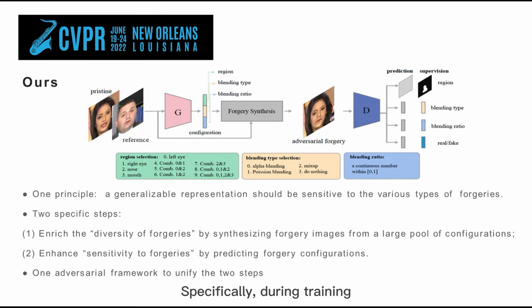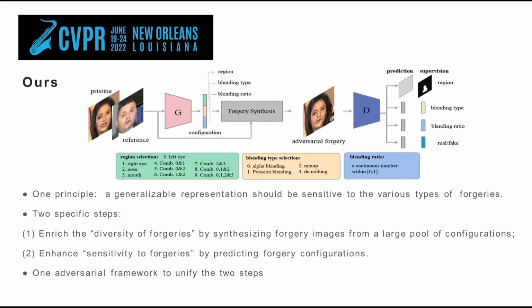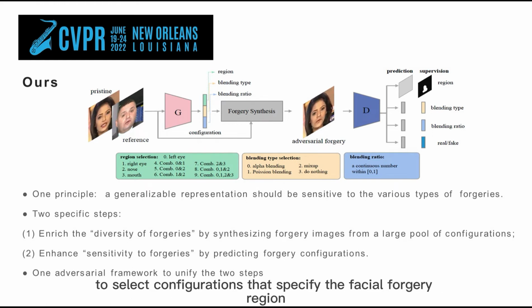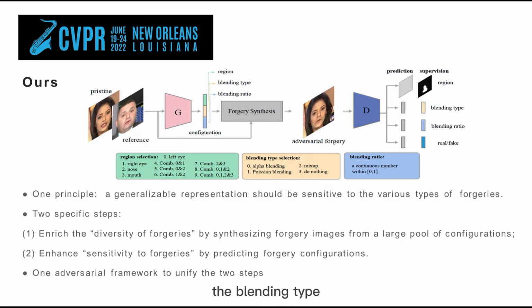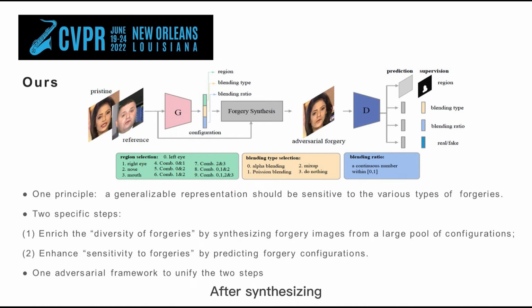Specifically, during training, we randomly select a reference image if the input is real. These two images are sent to a synthesizer network to select configurations that specify the facial forgery region, the blending type, and the mix-up blending ratio. Then a new forgery is produced based on these two images and the selected configurations. After synthesizing, the forgery is passed to our detector for the real or fake and configuration predictions.